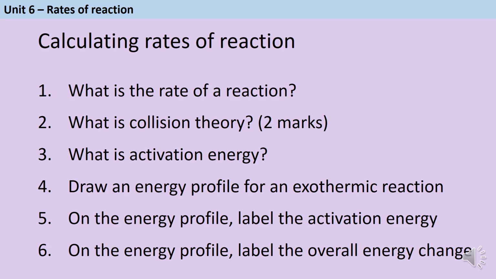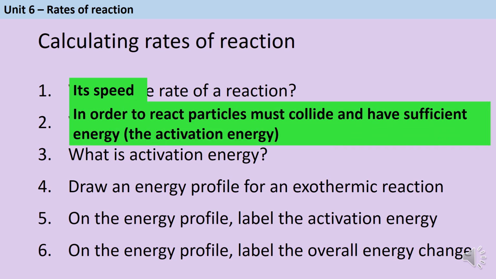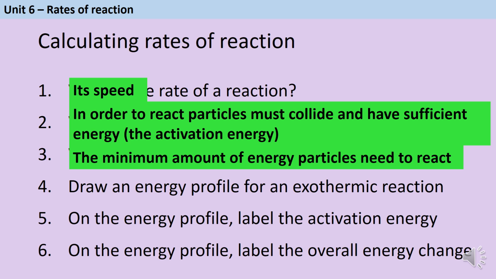The rate of a chemical reaction is its speed, how fast it's going. In order to understand rates of reaction, we need to understand collision theory, the idea that in order for a chemical reaction to take place, particles need to collide, so they need to bang into each other, and they need to have a minimum amount of energy called the activation energy, and that will be different for every chemical reaction. So activation energy is the minimum amount of energy that particles need to react.